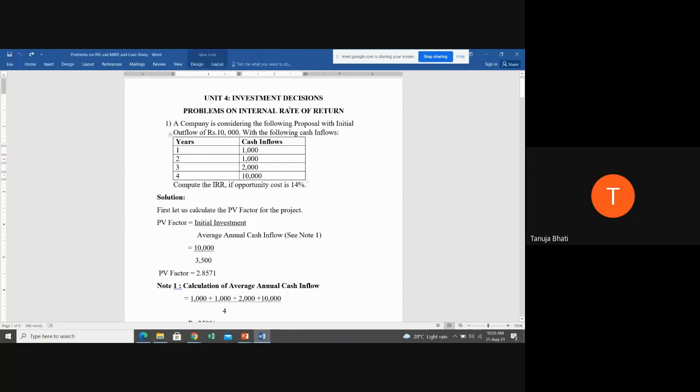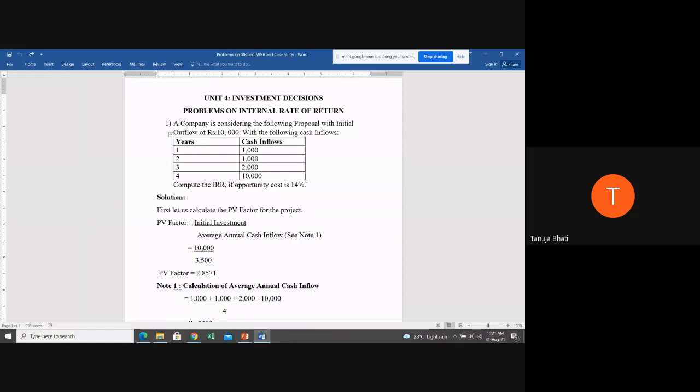Now students, in case of IRR, first you have to identify whether the cash inflows are equal or unequal. Can anyone tell me whether the cash inflows are equal or unequal? Are you getting the equal amount of cash inflows every year or is it unequal? Unequal. So when the cash inflows are unequal, you have to use the trial and error method. We have seen that, correct?